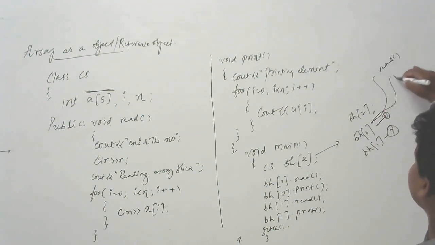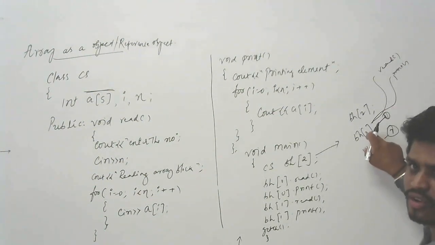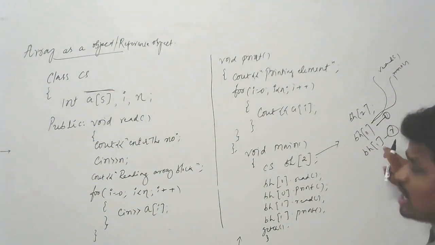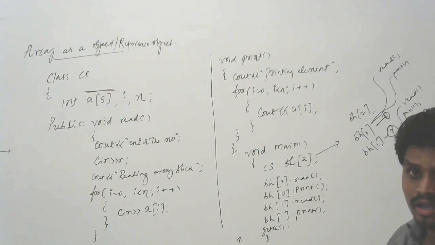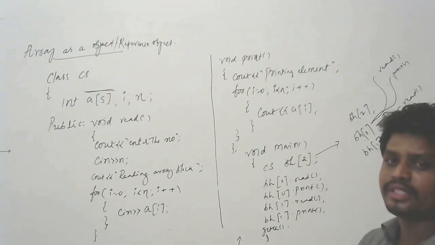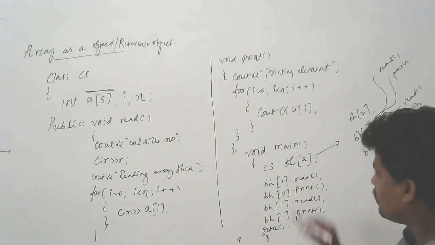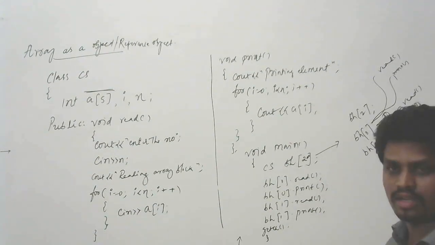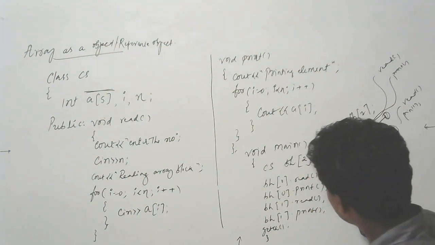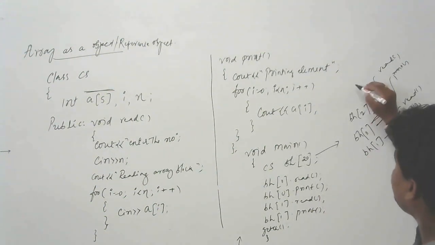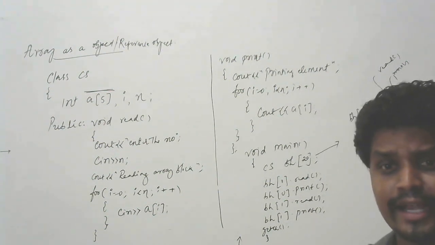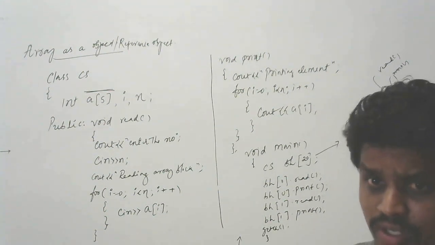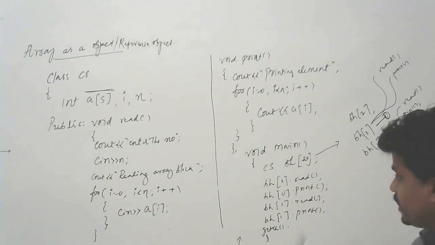The member functions are read and print. BH of 0 is linked with read as well as print. BH of 1 is also linked with read as well as print. Here there are only 2 objects, but you can write n number of them. Suppose here there is 2000, or you can take 20 only. So it means BH of 0, BH of 1, BH of 2, BH of 3 up to BH of 19. Each and every memory block is linked with read and print, right? So how many times are you supposed to write it? 40 times, all those things.